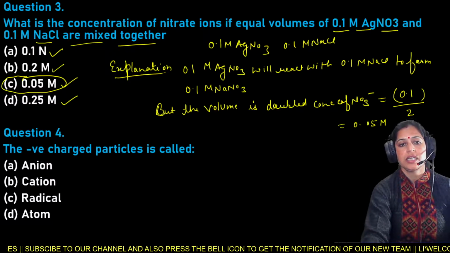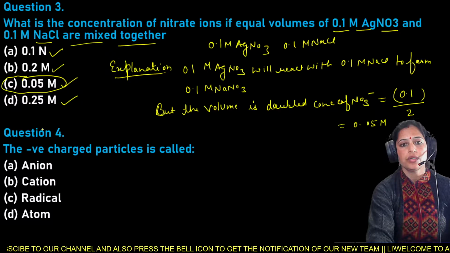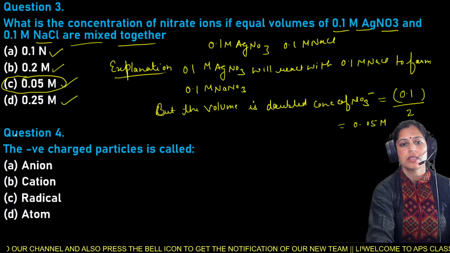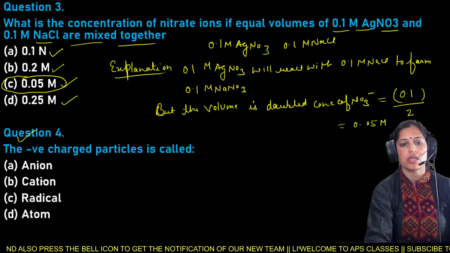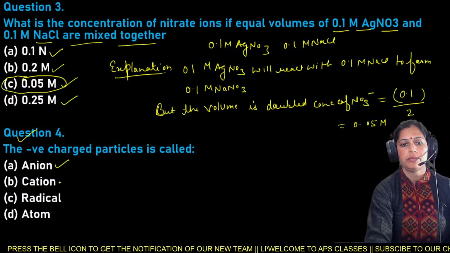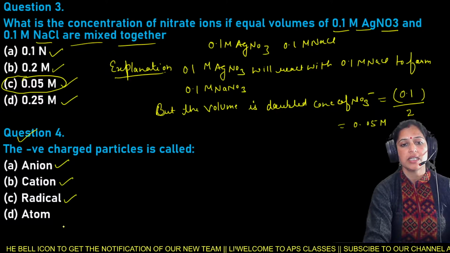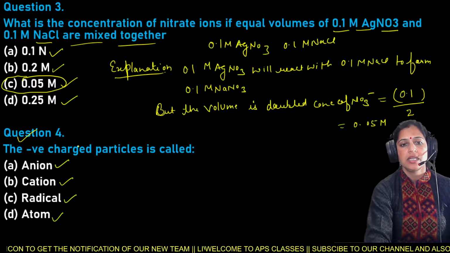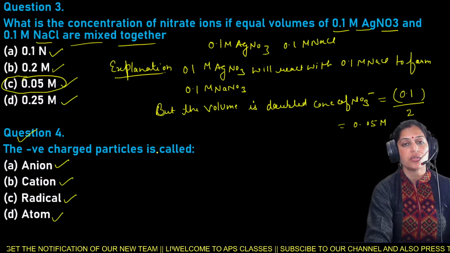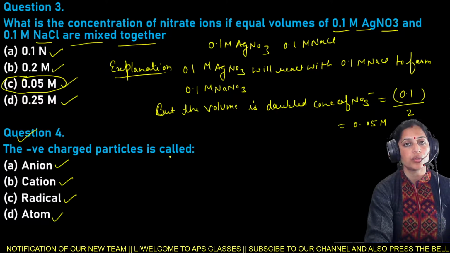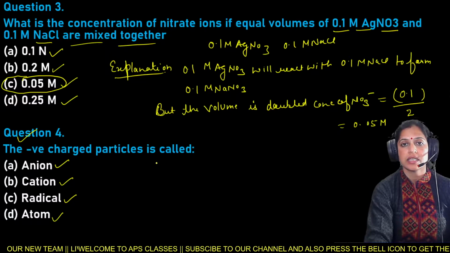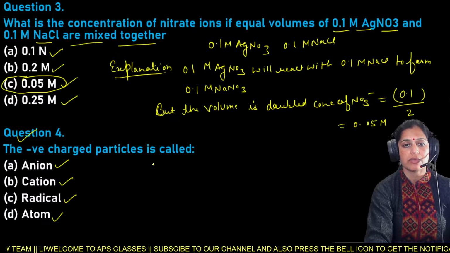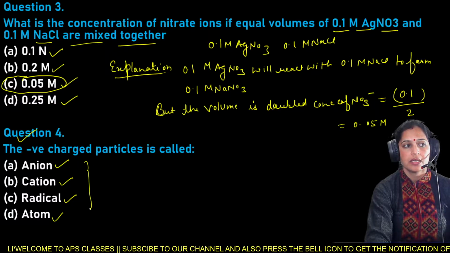Your question number 4 is, the negative charged particles are called as? Options are A anions, B cations, C radical and D atoms. जो negative charged particles होते हैं उनको क्या कहा जाता है? Options are anions, cations, radical as well as atom.